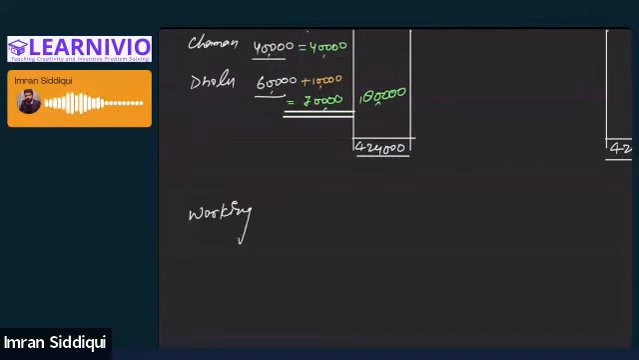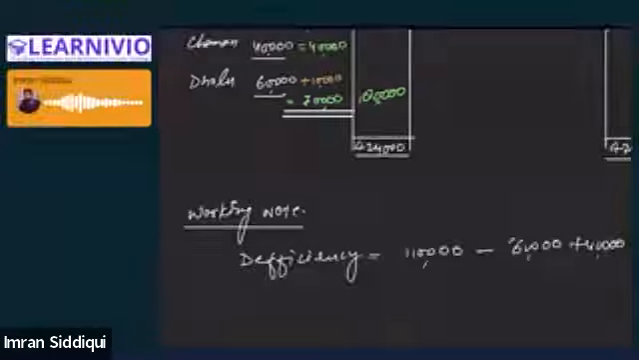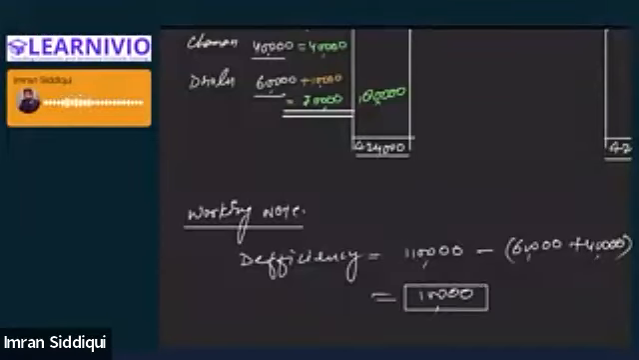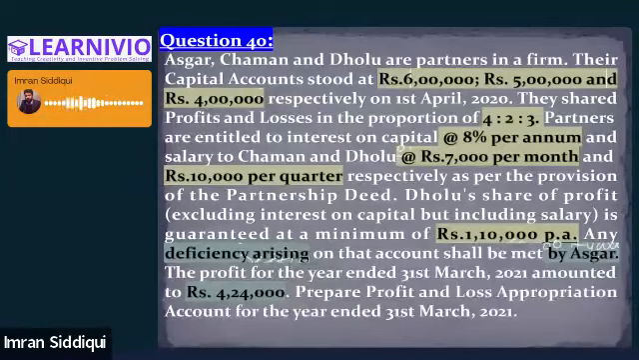And in this working note, for the purpose of finding out the value of deficiency for Dholu, you can show it like this: the amount of guarantee is 1,10,000 and the amount that he already got is 60,000 plus 40,000. And this way you can find out the amount of deficiency is 10,000. If you want to show the working for the deficiency, then there you can show this amount. Otherwise, you don't have to show it again in the P&L appropriation. All right, I hope this point is clear.